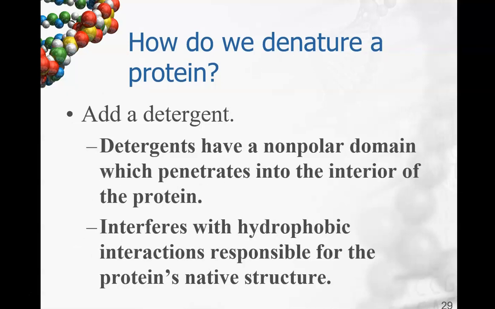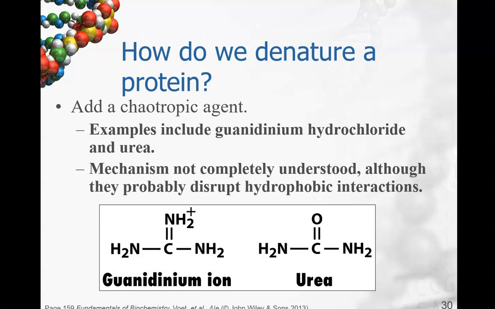How else? Well, we could add a detergent. So detergents, as we talked about in Chapter 2, they have a nonpolar domain, and that's able to wiggle into the interior of the protein, and it interferes with the hydrophobic interactions responsible for the protein's native structure. So that's how detergents are able to unfold proteins. And finally, we can add something that's called a chaotropic agent. So think chaotropic, think chaos or disorder. So guanidinium hydrochloride and urea, the structures are shown here at the bottom. It's not exactly understood how they unfold proteins, but probably it's similar to what detergents do, where you disrupt the hydrophobic interactions.